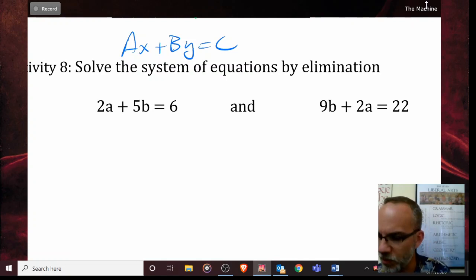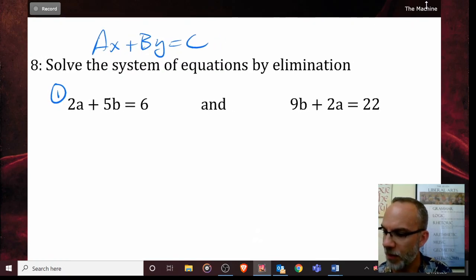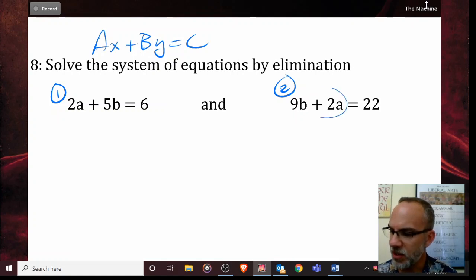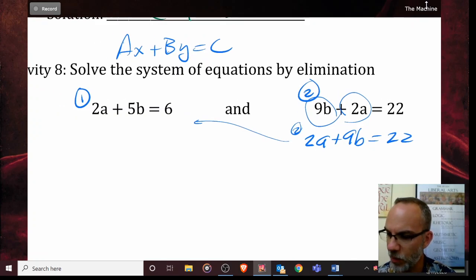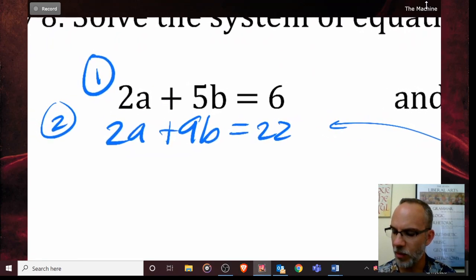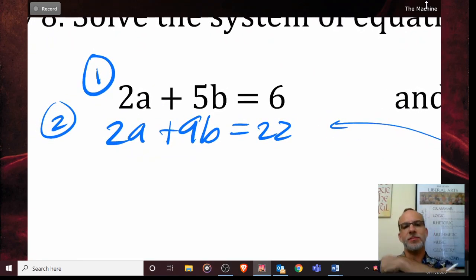Okay, so this one's already set up. I'll leave that one alone. How about equation number 2? Well, I got everything on the right side of the equal sign. I just need to swap these two. So I'm going to rewrite this as 2a plus 9b equals 22. Now that's in standard form, and now let me stack them. So I'm going to get 2a plus 9b equals 22. That's equation number 2. Okay, now what? Oh, so close. It looks like the a's can cancel pretty easily there, but they need to have different signs.